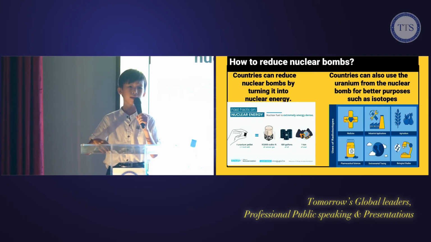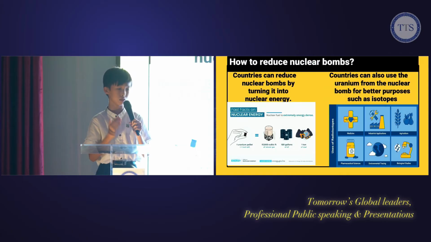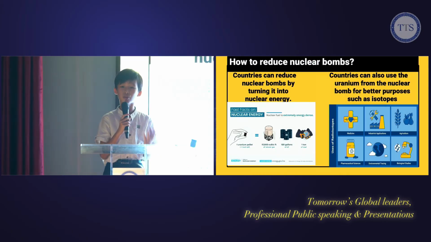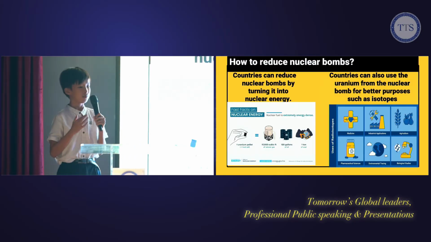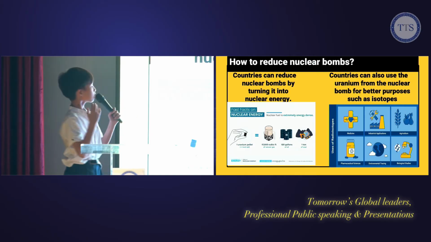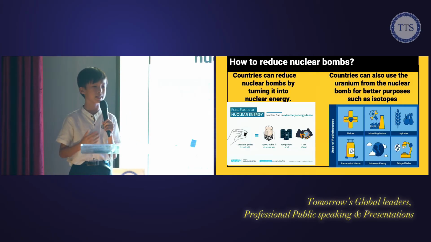So after we negotiate with each other and all of us agree to reduce nuclear weapons, what do we do with the nuclear bombs now? We just throw them in nature? No, that would be really, really bad. We could do it by having countries reduce nuclear bombs by turning them into nuclear energy.